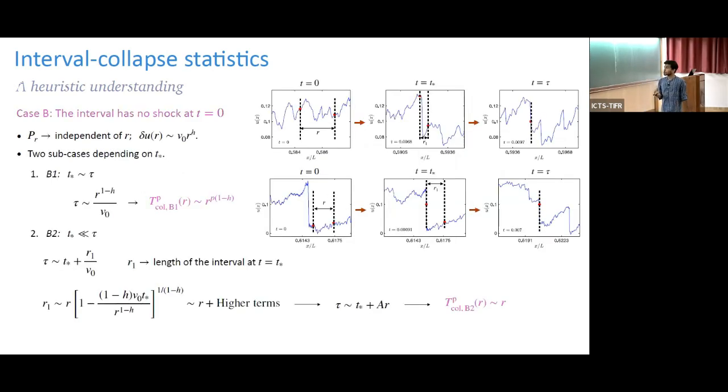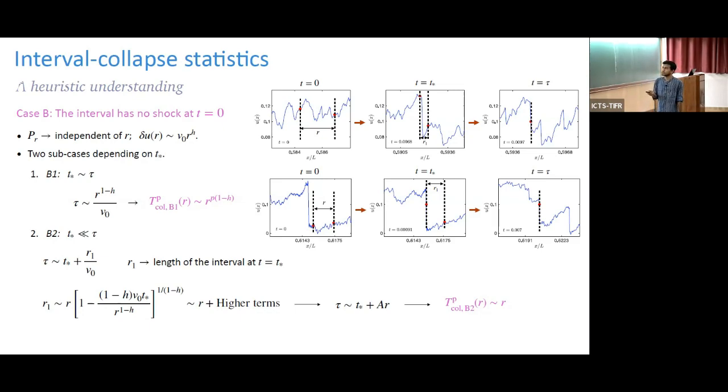Now, when there is no shock inside the interval at t equal to 0, then the probability of finding such intervals is basically 1 minus r, and since r is much less than 1, this is almost independent of r. And the velocity difference across the interval at time t equal to 0 is proportional to r to the power h, where h is the scaling exponent of the velocity field. Now, there are two subcases depending on the value of t star. One is that when t star is of the order of tau, we get a scaling of this form, and then this is the contribution from such intervals which have t star of the order of tau.